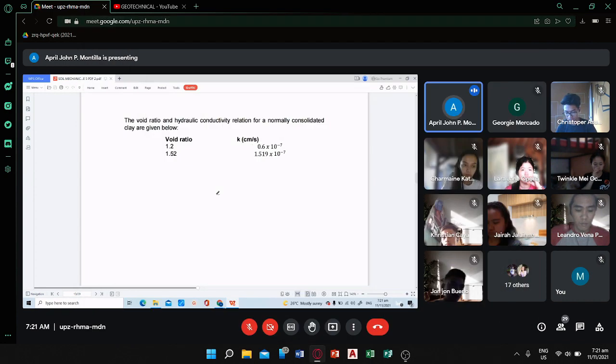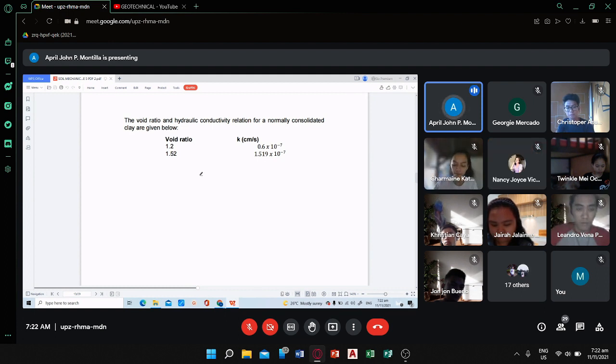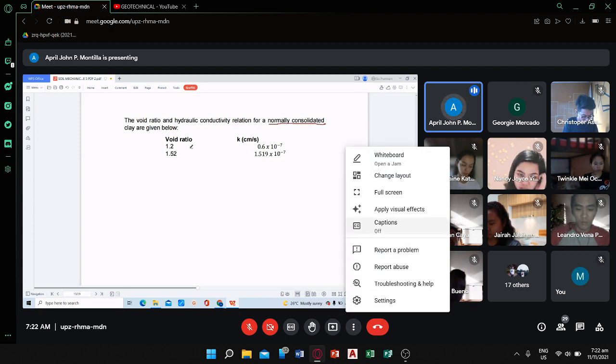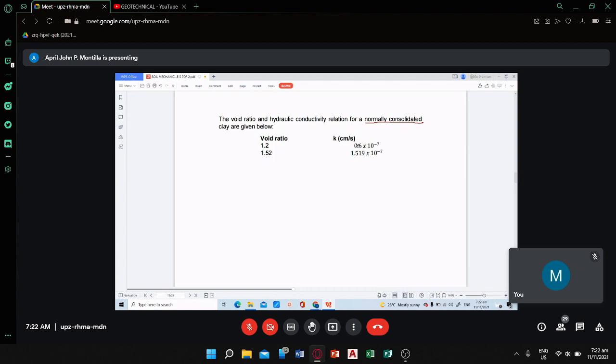Discussion regarding hydraulic conductivity. So we will be having more sample problems. We have here the void ratio and hydraulic conductivity relation for a normally consolidated clay given below. We have values of void ratio and their corresponding hydraulic conductivity in centimeter per second.